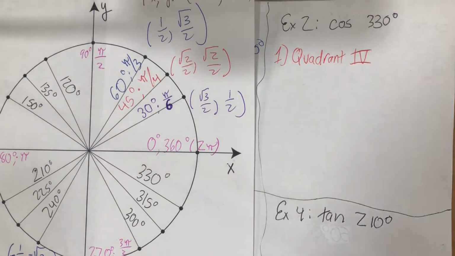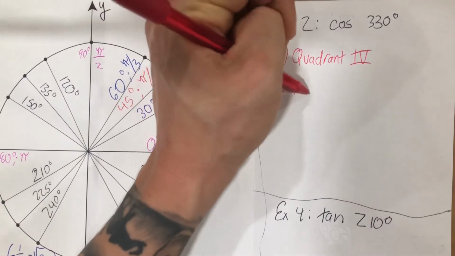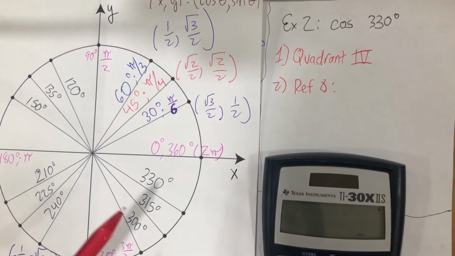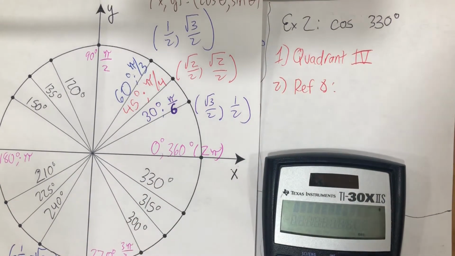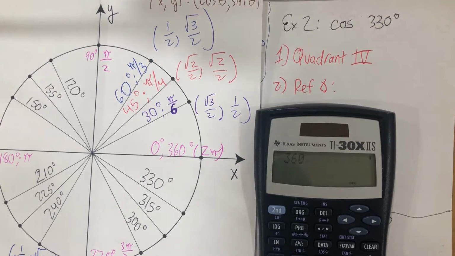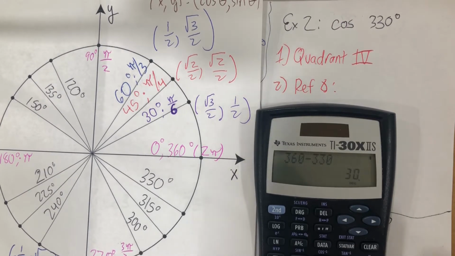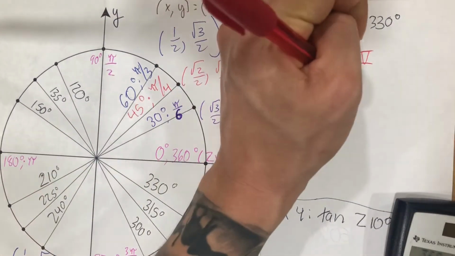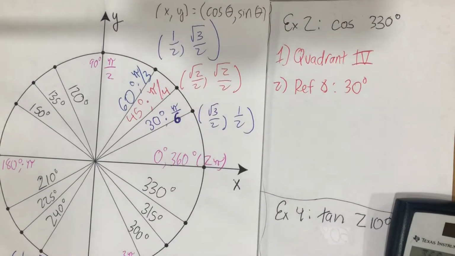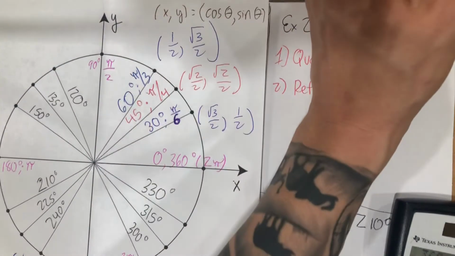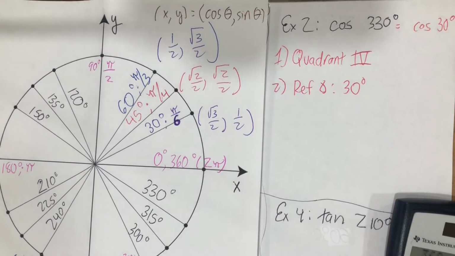Now I need to figure out what my reference angle is for 330 degrees. I'm going to take out my calculator, and we see that 330 is getting closer to 360 degrees. So I'm going to take 360 and subtract 330. With that, I get 30 degrees. So my reference angle for 330 degrees is 30 degrees. So evaluating cosine of 330 is similar to evaluating cosine of 30 degrees.